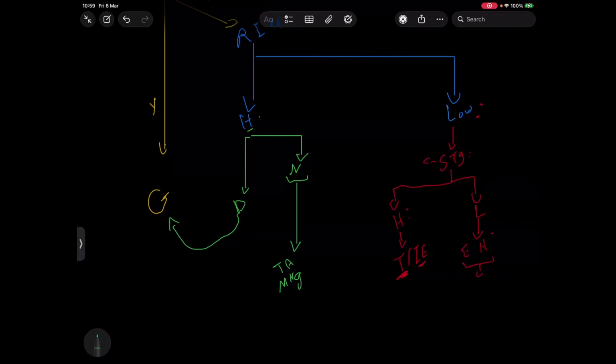If the radio uptake is high, what is going to come to your mind? What is the question you're going to ask yourself? The uptake pattern. Is it nodular? If it's nodular, what are you going to think about? Toxic adenoma or multinodular goiter. If they are asking you about the diffuse pattern, Graves. Thank you so much.